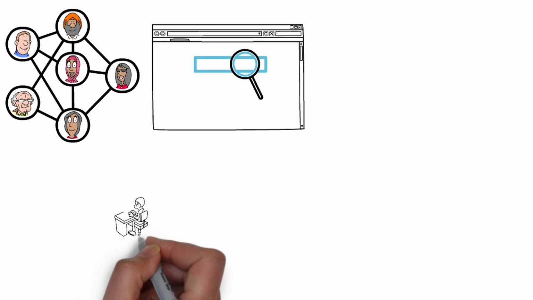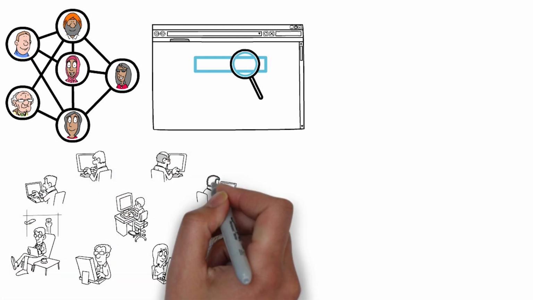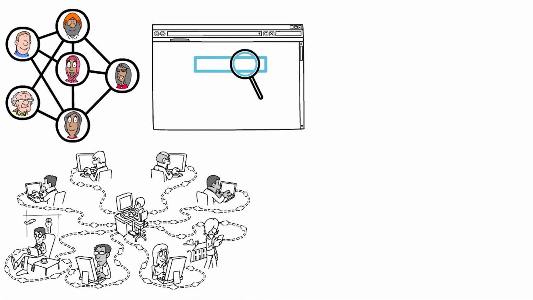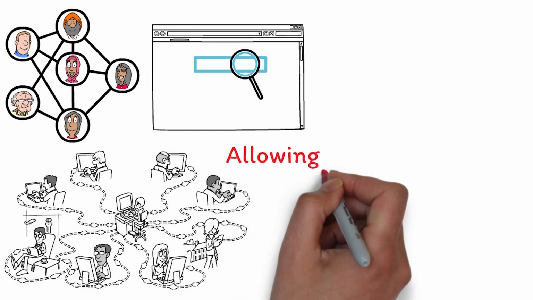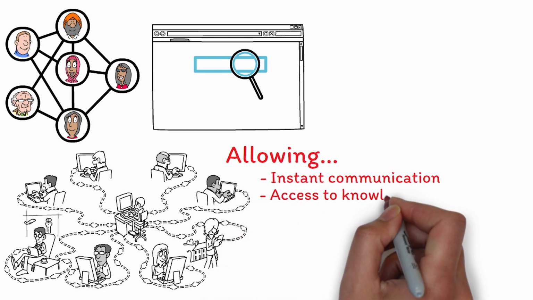At its core, the internet is a vast network of computers connected by physical and wireless connections. Think of it as a global web where information travels at the speed of light, allowing instant communication, access to knowledge, and much more.